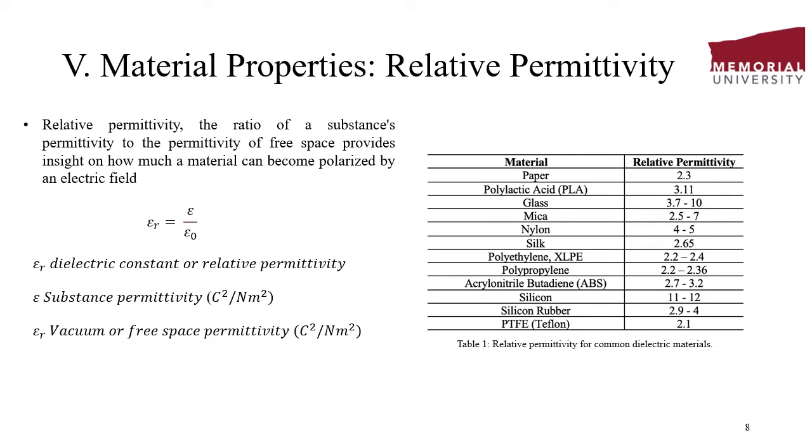So the formula for the relative permittivity is epsilon r equals epsilon divided by epsilon naught, where epsilon r is referred to as the dielectric constant, and epsilon is the substance permittivity over the vacuum or free space permittivity. The table represents the relative permittivity of a range of certain materials, based on experiments and article status. We have used paper and silk on the positive side and polyethylene and Teflon on the negative side for our prototype.